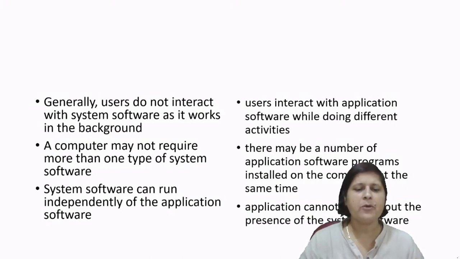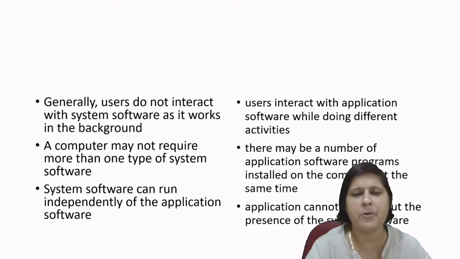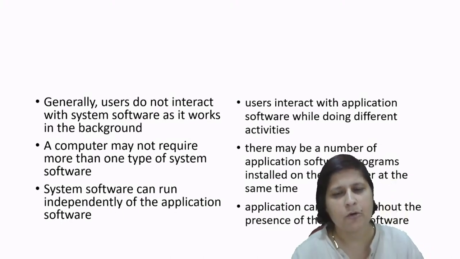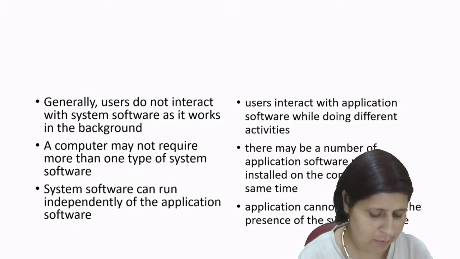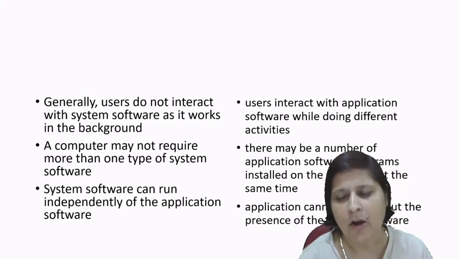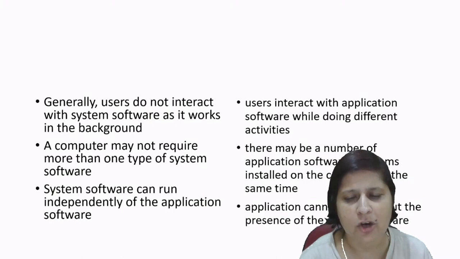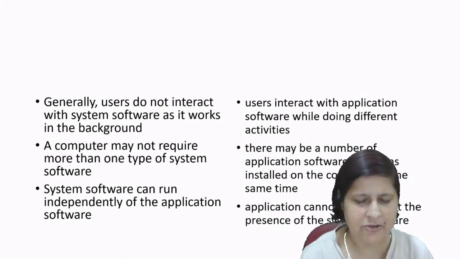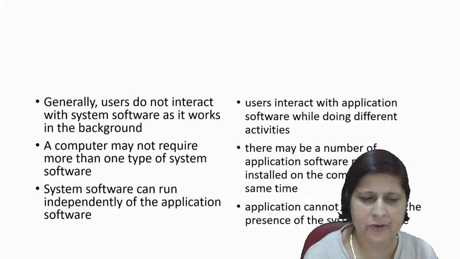A computer may not require more than one type of system software. There may be n number of application software programs installed on the computer at the same time. There could be your OTT program, right? Your Gmail, your Outlook, another type of mail, then your Office, Adobe, Photoshop, all those are application software. There could be n number of software.